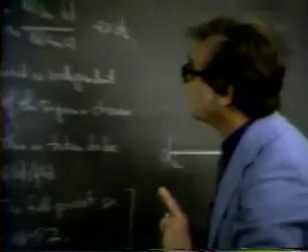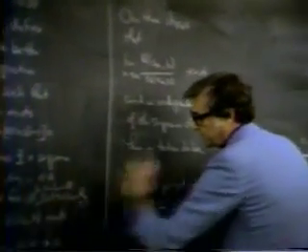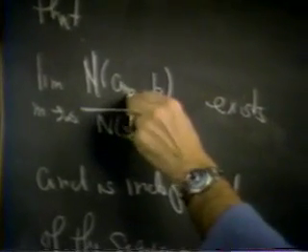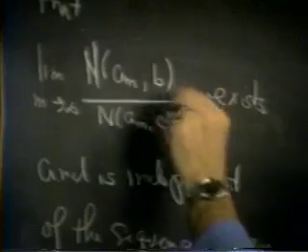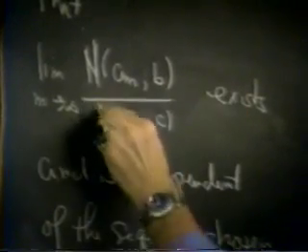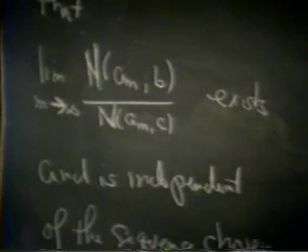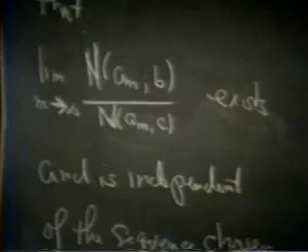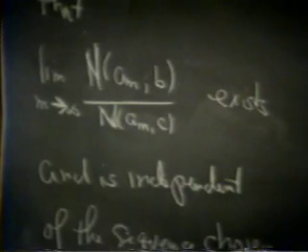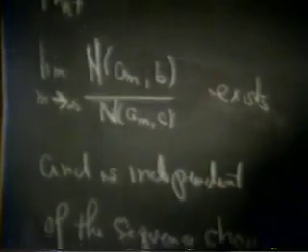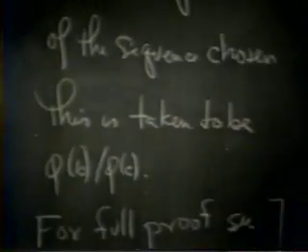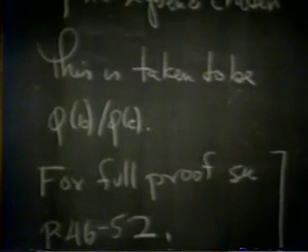Then, once you've got this sequence and these numbers, you show that the ratio of the number of copies of AM to approximate B, and the number of copies of AM to approximate a different element C, that ratio as M goes to infinity exists. And moreover, that ratio is in fact independent of the descending sequence that's chosen. And that ratio becomes then really the definition of the ratio of phi of B to phi of C.